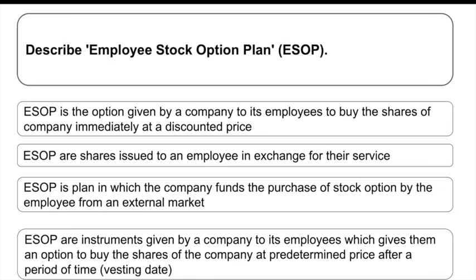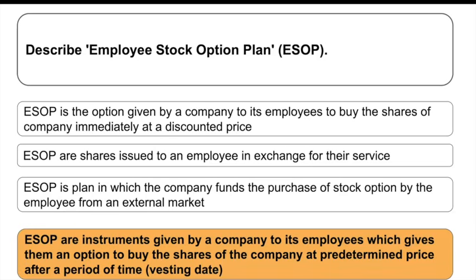ESOPs are instruments given by the company to its employees which give them the option to buy the shares of the company at a predetermined price after a period of time called the vesting date. So the correct answer is the fourth option, where your employer is saying that you are allowed to buy the shares of the company at so and so price after you complete 5 years in our company. So that is how the ESOP is calculated.